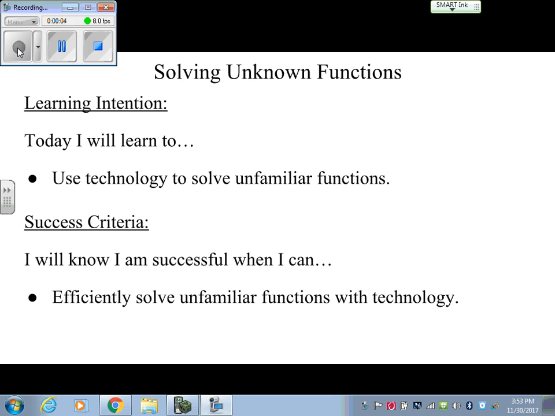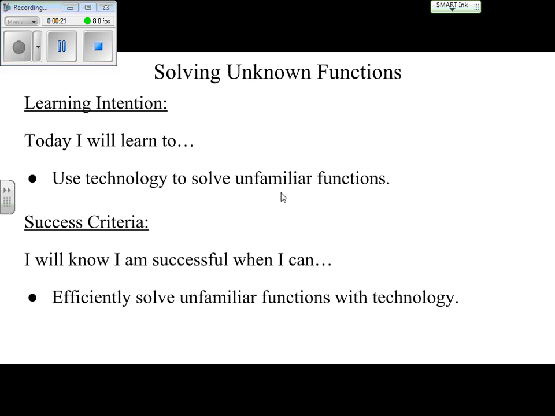Today we'll be talking about solving unknown or unfamiliar functions, so not linear equations or quadratic equations, but something that we haven't studied in depth. And we're going to be using technology to solve those unfamiliar functions. We'll know we're successful when we can efficiently solve unfamiliar functions with technology.